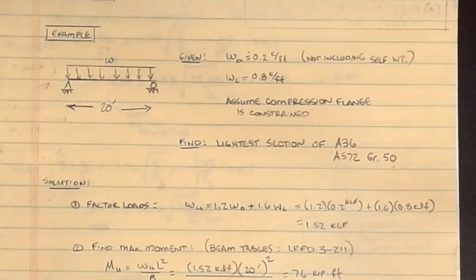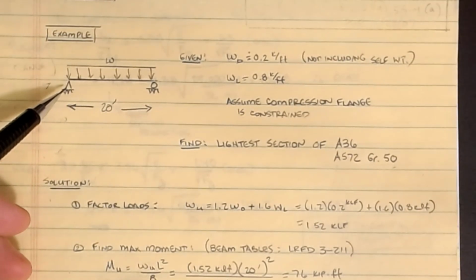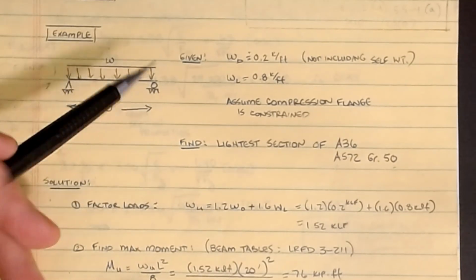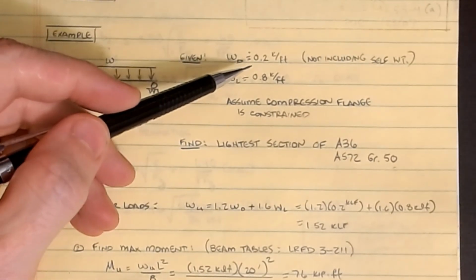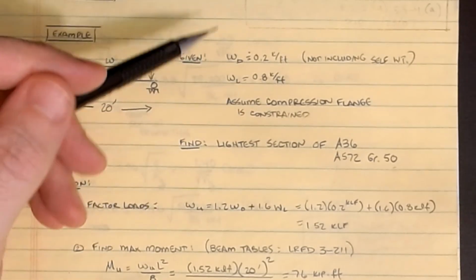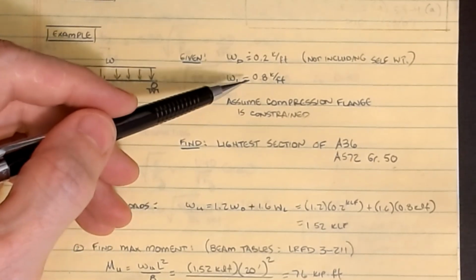So the first problem that we're going to look at is a simply supported beam subjected to a uniform load over a span of 20 feet. Okay, it's pinned at the left, roller at the right. The dead load is going to be taken as 0.2 kips per foot. This does not include self-weight, and then the live load is going to be 0.8 kips per foot.